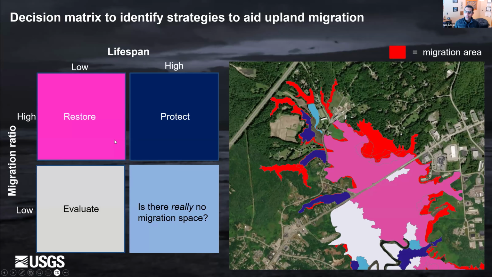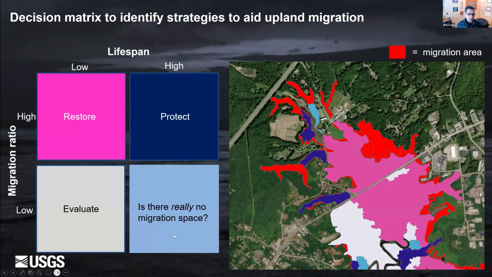In pink, you have units with a relatively high ratio, but the lifespan is low. So these are ones where if you have restoration funds or opportunities available, you would engage in restoration in order to make that migration possible. So this big unit here, if it's degraded, which the data are telling us it is, by restoring it, you're gaining access to the migration space and potentially ensuring successful migration into it.